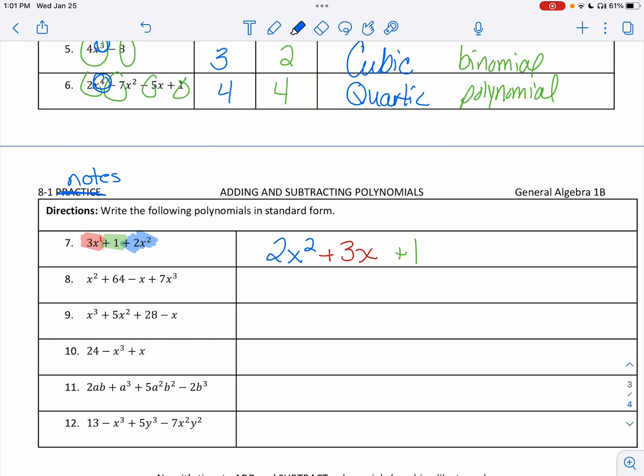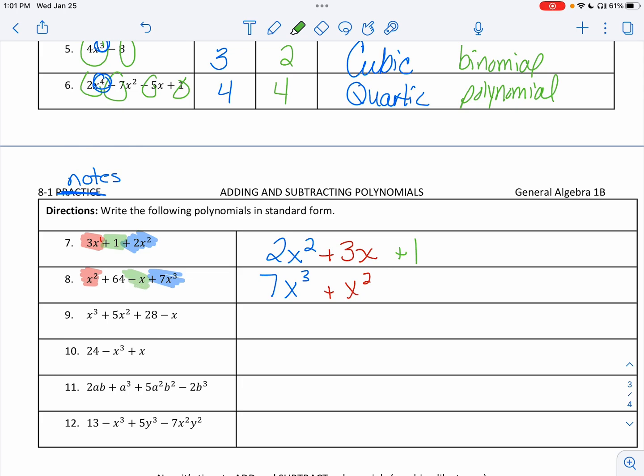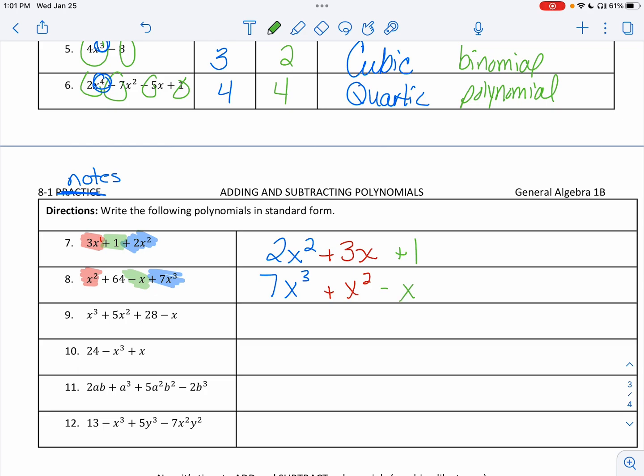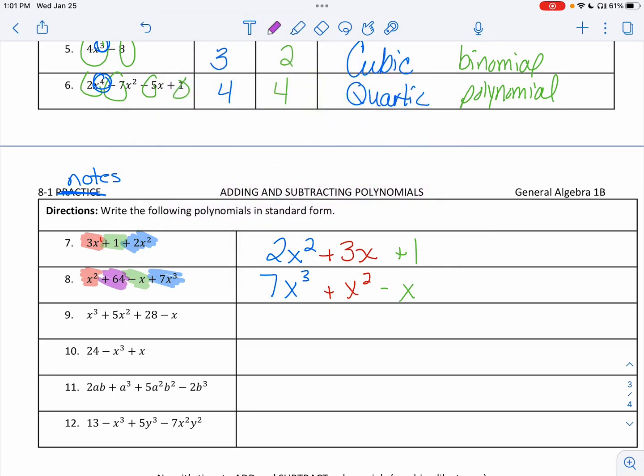So the highest exponent is this one, 7x cubed. So I have to write that first. The next highest exponent is this one. It's positive, so I'm going to do plus x squared. The next highest exponent is this one because it has an exponent of 1. So minus x. And last, I have this one that doesn't have a variable, so the exponent is technically 0, or the degree of that monomial, so I'd write plus 64 in the back.